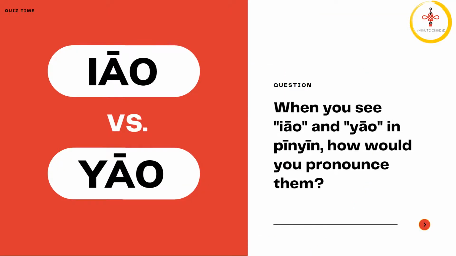Question. When you see IAO and YAO in Pinyin, how would you pronounce them? The answer is yao.